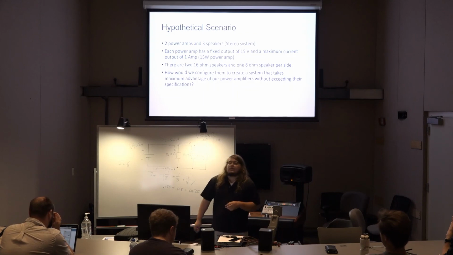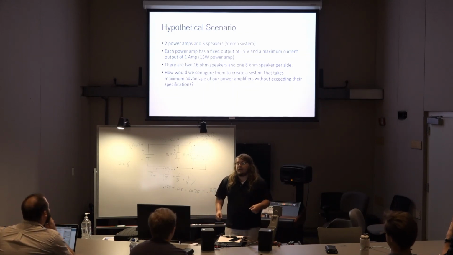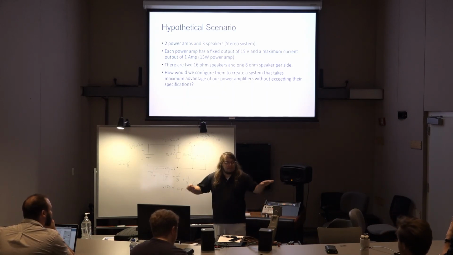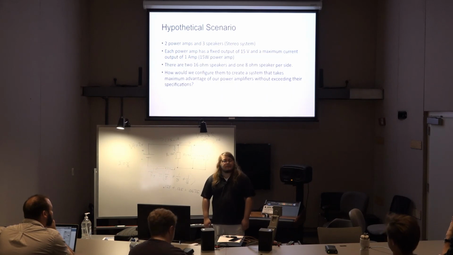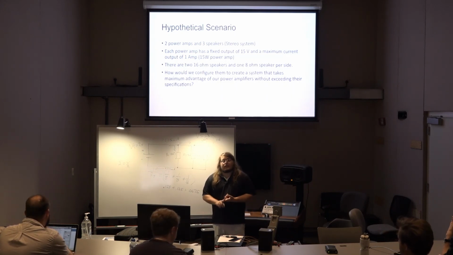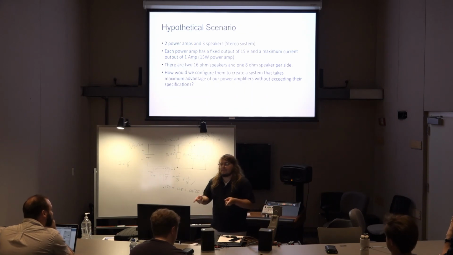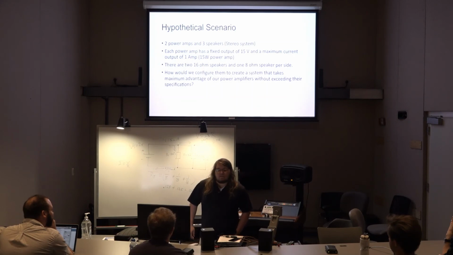So your task is to create a hypothetical system that would satisfy these constraints. 1 power amp per side, 3 speakers on each side, and I've given you a hint, 2 16 ohm speakers and 1 8 ohm per side. Cool? It won't be a series circuit. It won't just be a parallel circuit. Some combination of the two would be required to solve this. So I'm going to leave you guys with that, and if you could work on it for next time, that'd be wonderful.